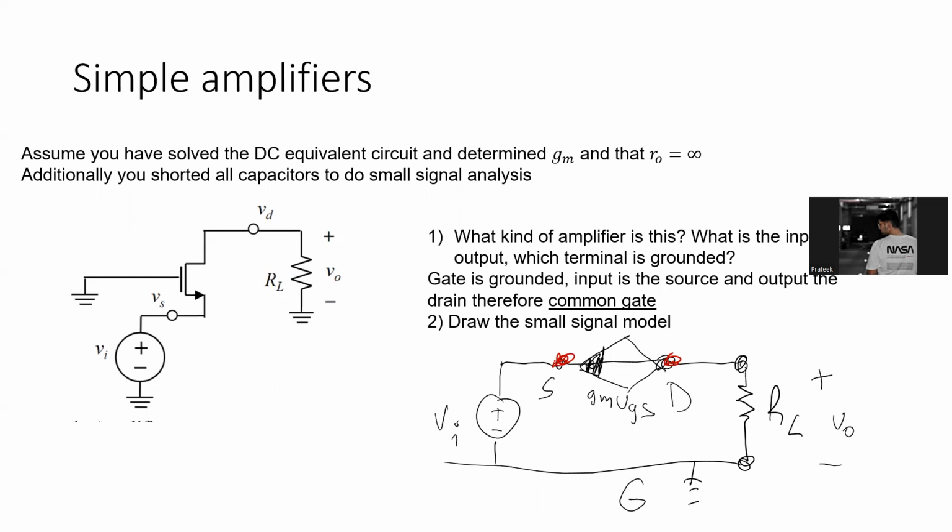Go ahead. Can you go over the gain again, like how you got the gain? Sure. Okay, so let's just go over this. So this is 0 volts, right? And I'm telling you that the current I going through here is equal to gm VGS. So if this is 0 volts, what is the voltage here at this terminal? Okay, so negative gm VGS RL. Okay, so what is the voltage between here and here?